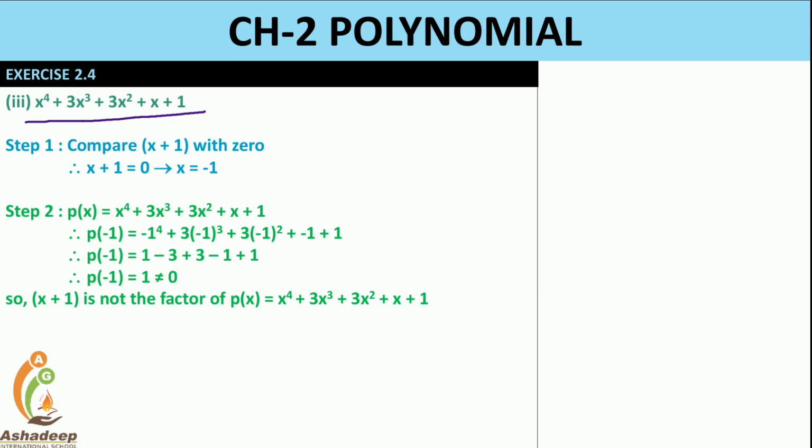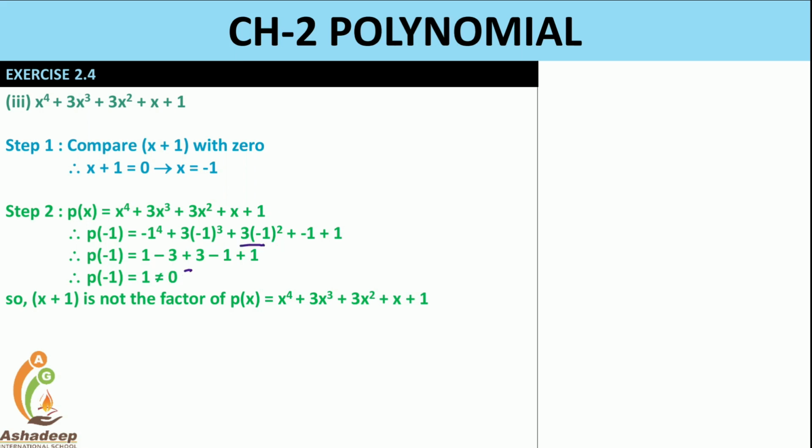First step: x plus 1 is equal to 0, x is equal to minus 1. Then x to the power 4, so minus 1 to the power 4, minus 1 cube, 3 into minus 1 cube, 3 into minus 1 square, minus 1 and plus 1. If it is an even power, positive. If it is an odd power, negative. So plus 1. Now here it is minus 1 into 3. So minus 3.